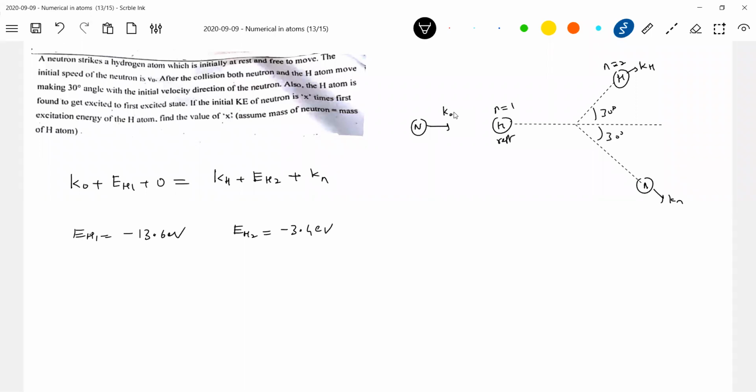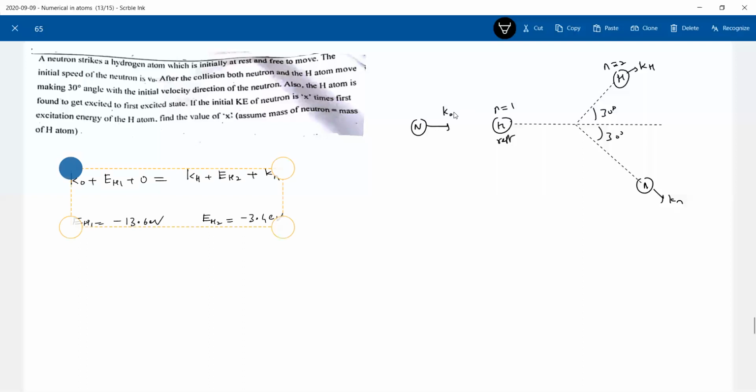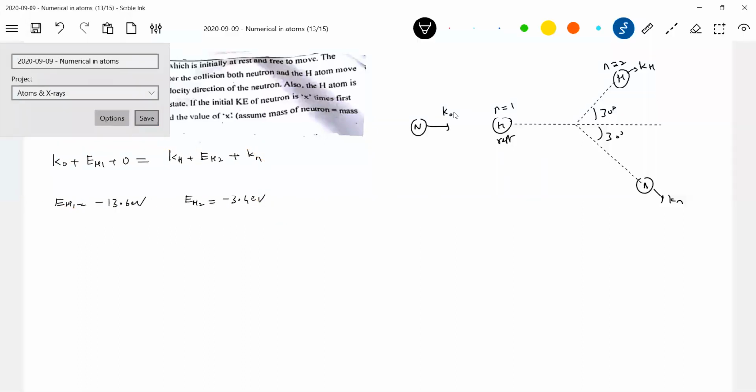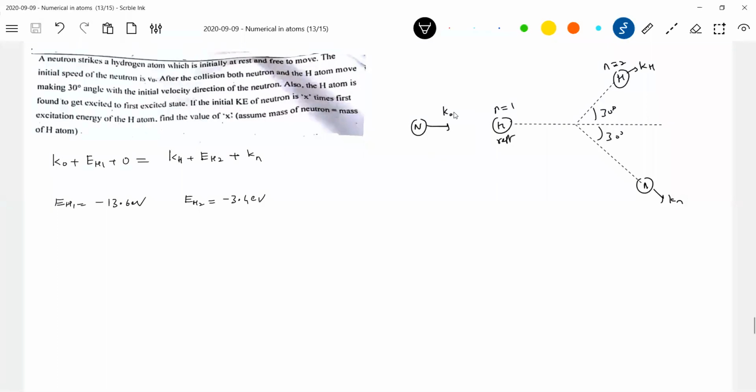We are asked to get that K naught. We don't know KH, Kn. These are unknown things. How to bring them in? I'll apply conservation of linear momentum. Can we apply? Yes, very much. Momentum is conserved. In the entire modern physics, energy is conserved, momentum is conserved. In any numerical, what is energy? Total energy, not kinetic energy.